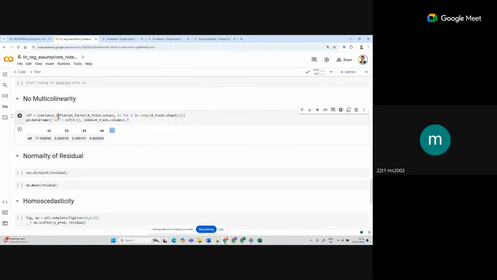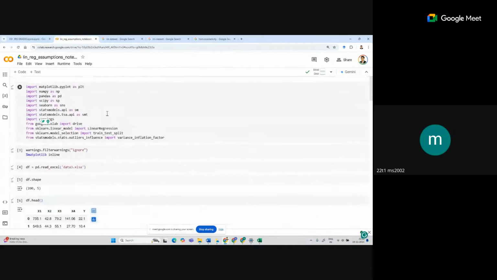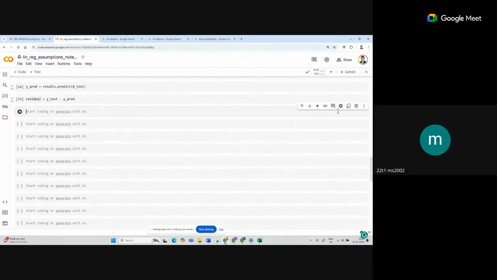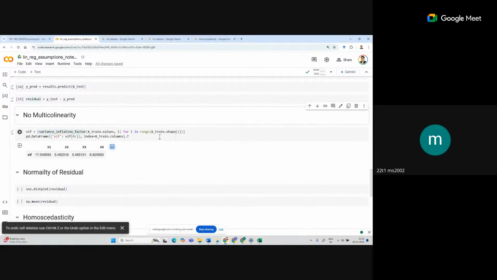So I use an inbuilt function called variance inflation factor. In fact, I have imported that package here. It's available under statsmodels. And don't worry, I'm going to give you this by tomorrow, and you can run this and test it by yourself. This is going to give us the variance inflation factor for each and every variable.